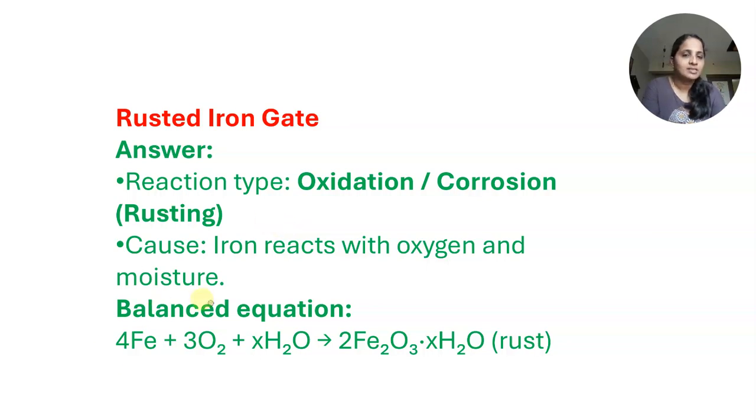So here you must study this equation. This is the balanced equation for rusting. Here iron combines with oxygen and water, and you are getting iron oxide, xH2O. xH2O means a certain amount of water is also added with this iron oxide to make the rust. So this is a very important example. You must study this balanced equation. Hope you understood. Okay, we'll go for the next question.